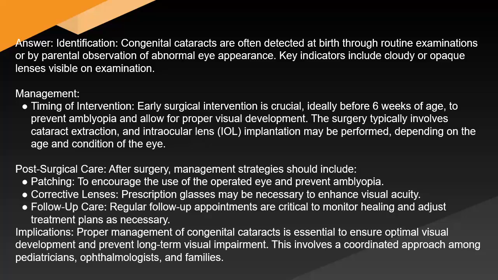Management. Timing of intervention. Early surgical intervention is crucial, ideally before 6 weeks of age, to prevent amblyopia and allow for proper visual development. The surgery typically involves cataract extraction, and intraocular lens implantation may be performed, depending on the age and condition of the eye.